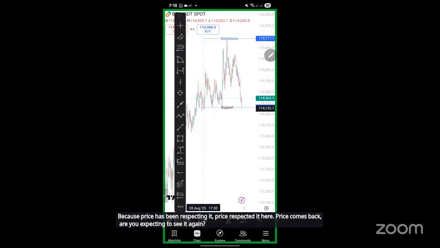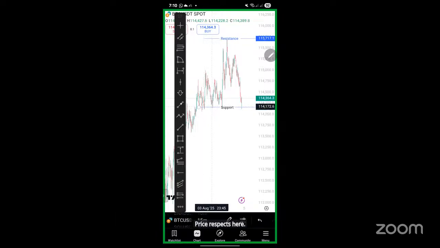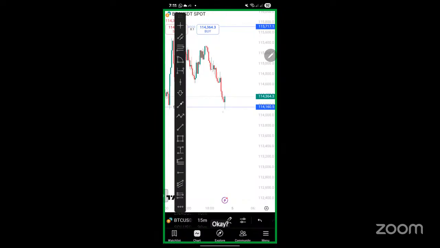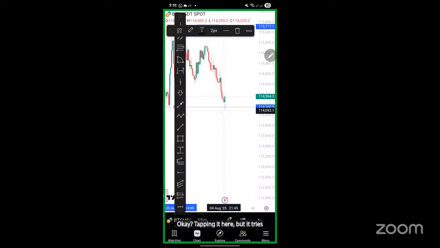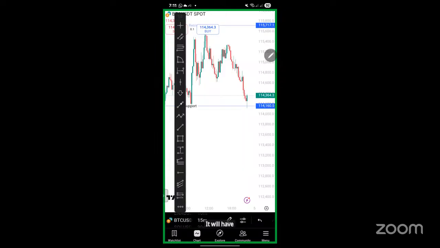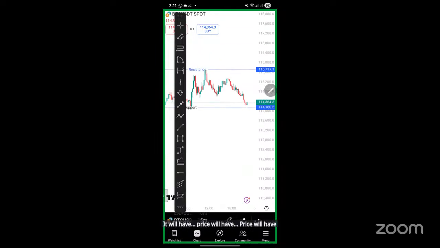Price respects here, taps on it here, but doesn't break it. Taps again here, but doesn't break it. Now it is tapping it here, but it tries to break it. If price goes and breaks this resistance on the downward side, price will have gone down now.